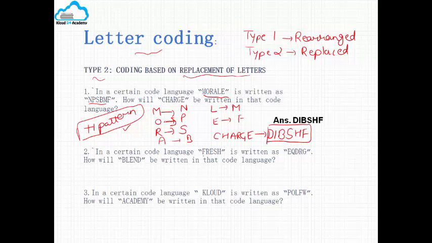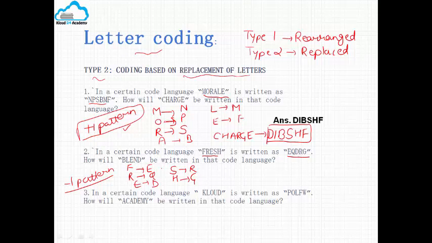In a certain code language, FRESH is written as EQDRG. How will BLEND be written in that code language? So let's see what's the pattern there in the replacement. F is replaced by E, R is replaced by Q, E is replaced by D, S is replaced by R, and H is replaced by G. I hope you're able to identify the pattern here. The pattern here is -1, the previous alphabet.